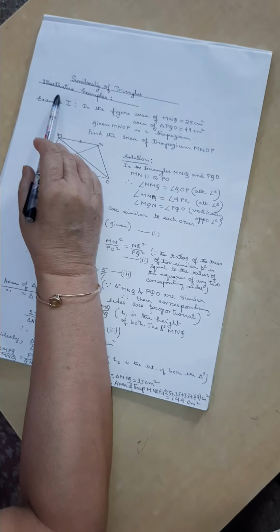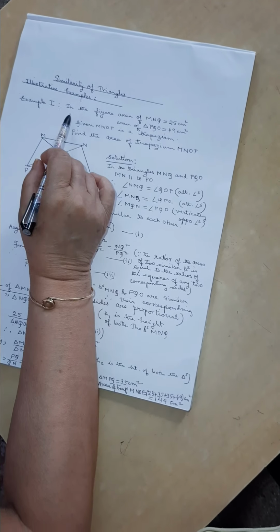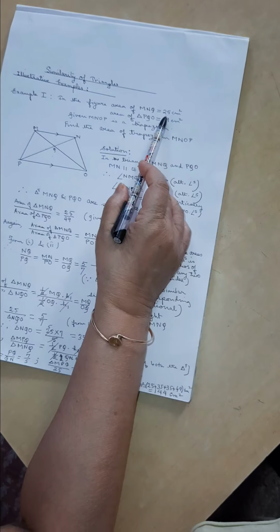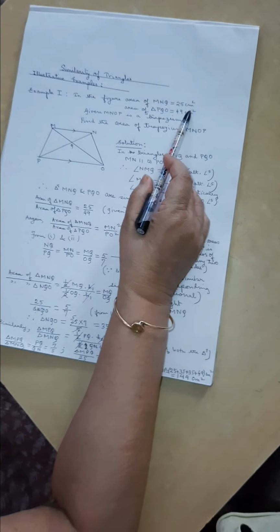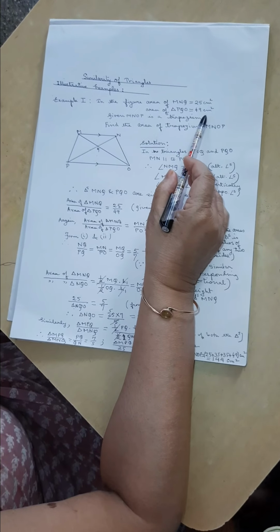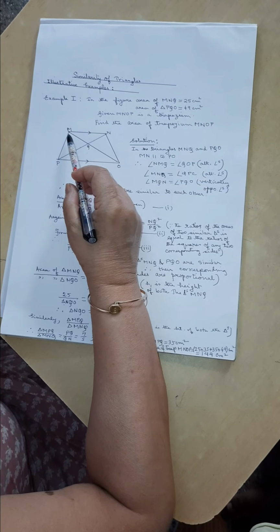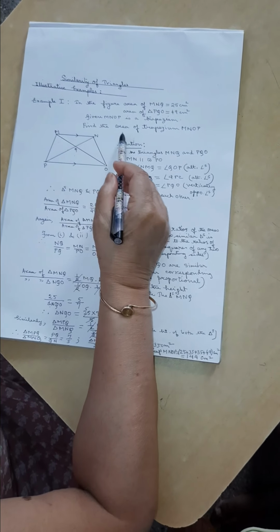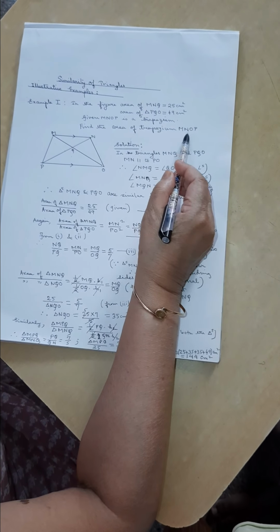Triangles. Illustrative example number 1. In the figure, the area of triangle MNQ is given to be 25 centimeters square. Area of triangle PQO is 49 centimeters square. Given MNOP, a trapezium, you have to find the area of trapezium MNOP.